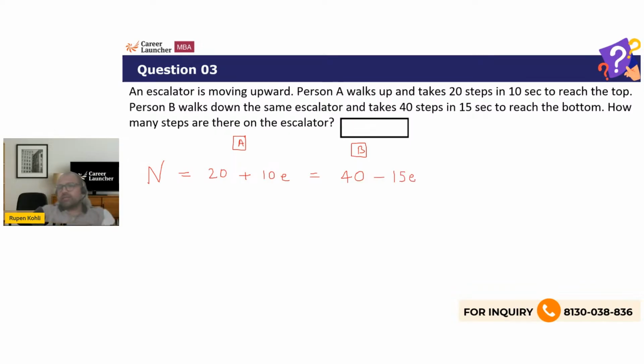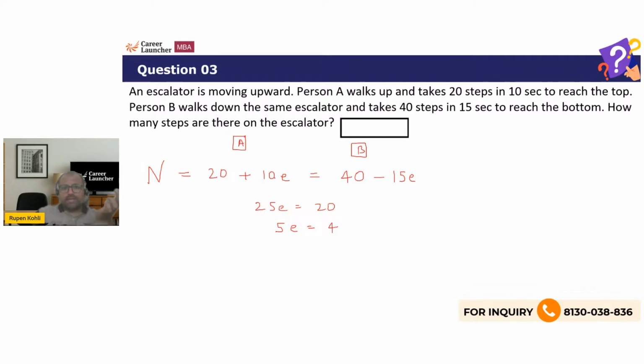So that is the concept. For a person moving with the escalator, it is the sum of the steps taken by the person and those moved by the escalator. For the person who is moving against, it is the difference. So I think you can clearly understand, we can easily solve over here for both n and E. First solving this equation, 15E plus 10E, 25E, we are getting as 40 minus 20, 20. So 5 cancels on both sides. We are getting 5E to be 4.